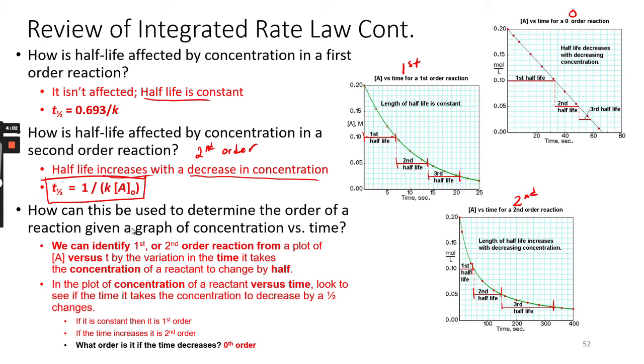So how can this be used to determine the order of a reaction? Well, you look at the graph, and then you look at the amount of time it's taking. So you say, here I started at 0.2, half of that would be 0.1, and this is the amount of time it takes. Half of 0.1 would be 0.05. And you look at the time difference between, and you see it's the same. If it's the same, it's a first order reaction. If the time is increasing, then it is a second order.